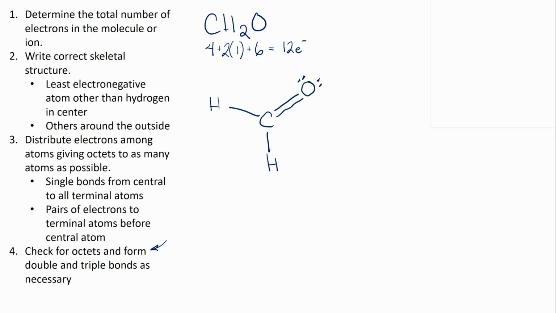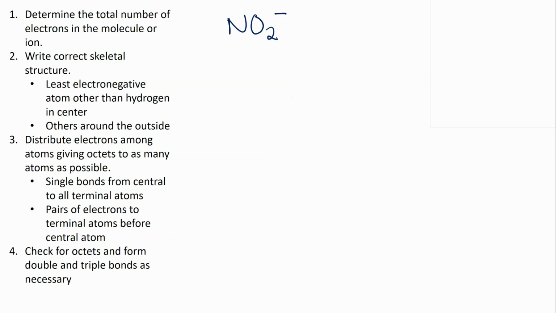You can't give hydrogen more than 2 electrons. There's only 2 electrons in that 1s orbital. Okay. Ions behave a little differently. We're going to still start by determining the total number of electrons.